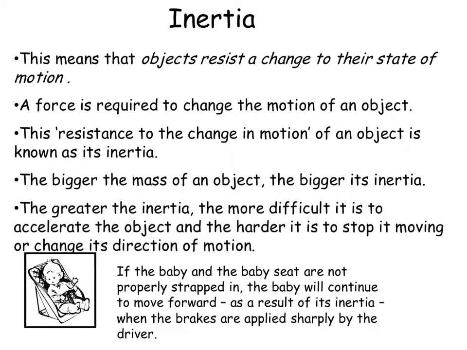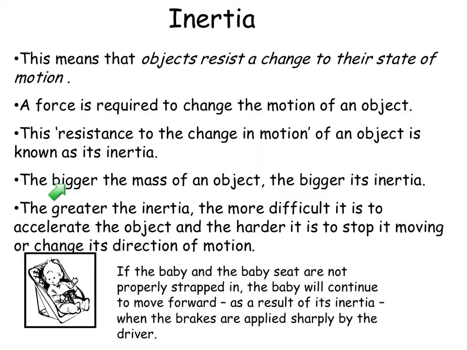The concept of laziness in physics is called inertia. It's an object's resistance to any change in its state of motion. In order to change something's state of motion, we need to apply a force. And that property of resisting change in motion is inertia. Big mass objects have much greater inertia than small mass objects.